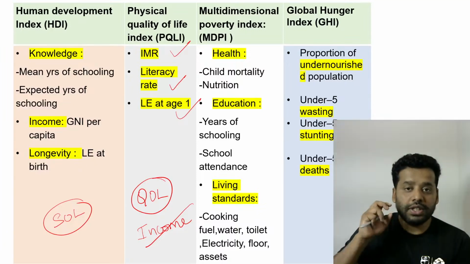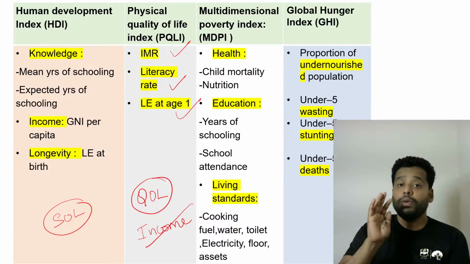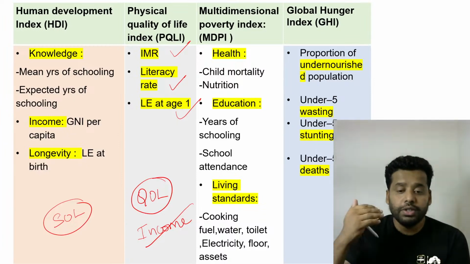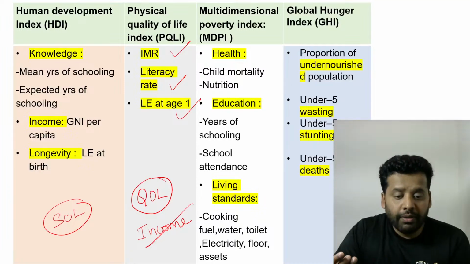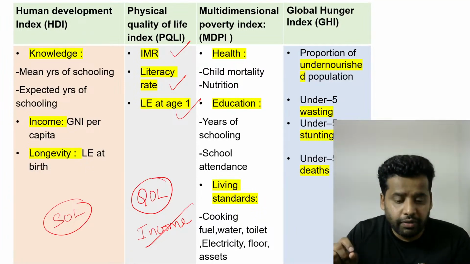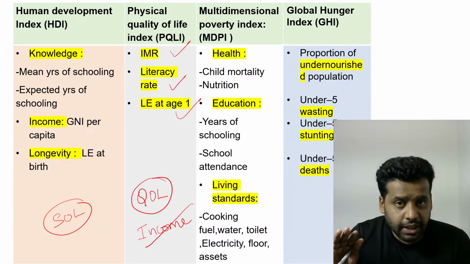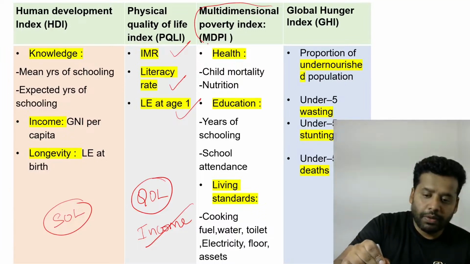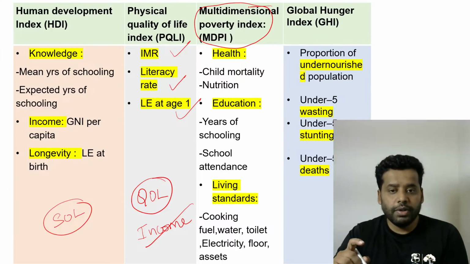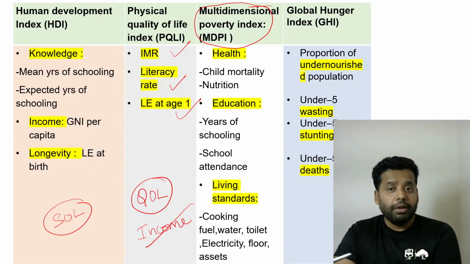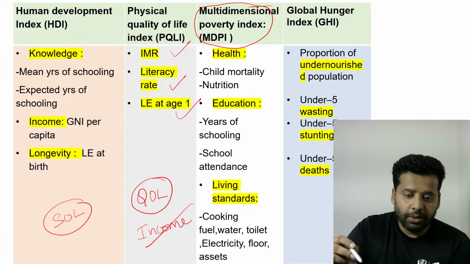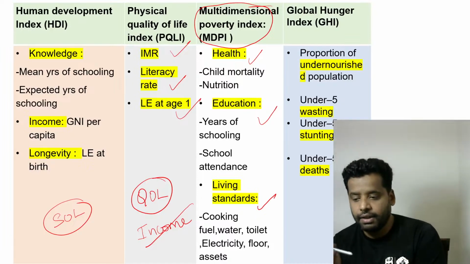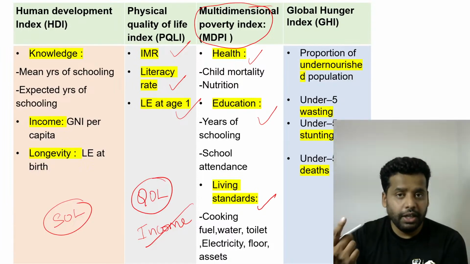So keep this in mind. What is used for standard of living? Human development index, where income is included. What is used to compare quality of life? PQLI, physical quality of life index, where income is not considered. Multi-dimensional poverty index, MDPI. See the words properly. Multi-dimensional poverty index. So we have three things. Tell me the mnemonic. HEL, hell. Remember it like this.